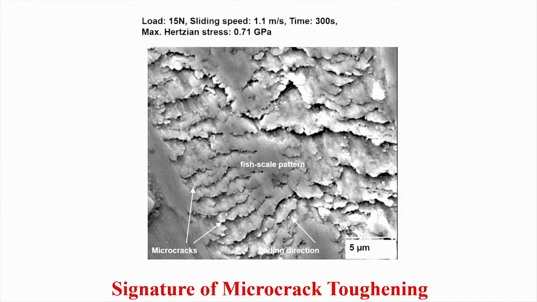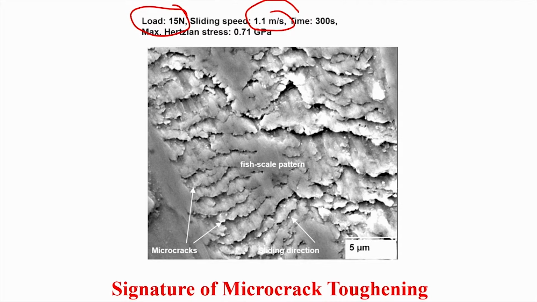This is one of the most fascinating microstructures that I have ever seen on a worn ceramic surface. The condition is a load of 15 Newton and a sliding speed of 1.1 meter per second. What we call the fish scale pattern.